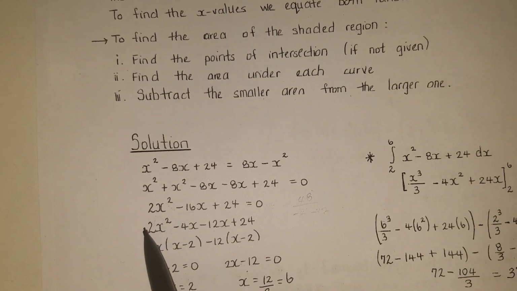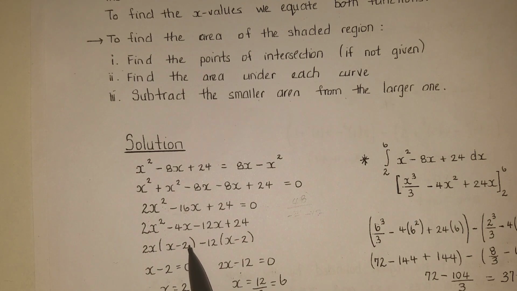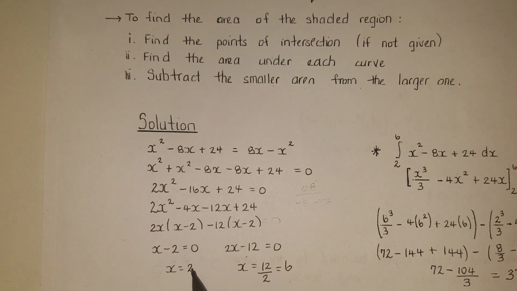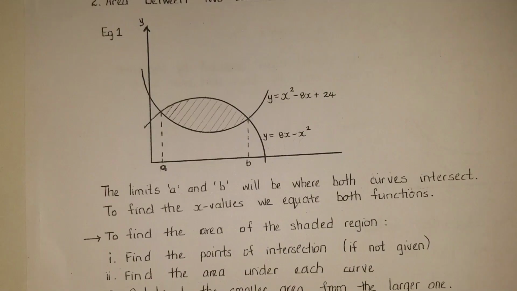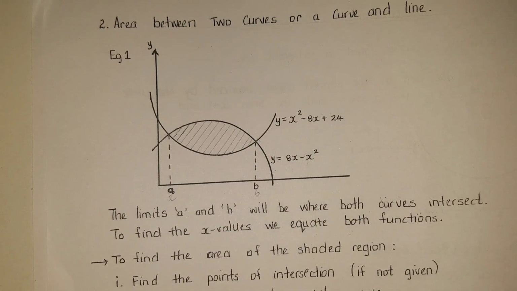Factor out what's common on this side, which is 2x, to be left with x minus 2 in the bracket. And on this side, negative 12 is common, and we have our next x minus 2 in this bracket. So now we have our factors, x minus 2 and 2x minus 12 equals 0. So when we solve for x, it will be equal to 2 and 12 over 2, which is 6. So right away, we see that our limits will be from 2 to 6.